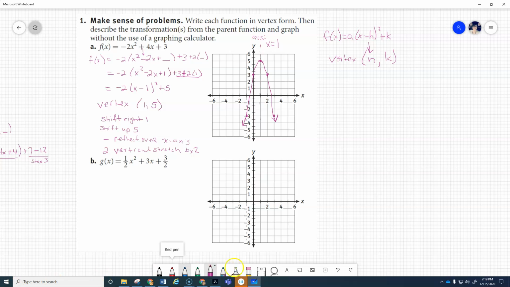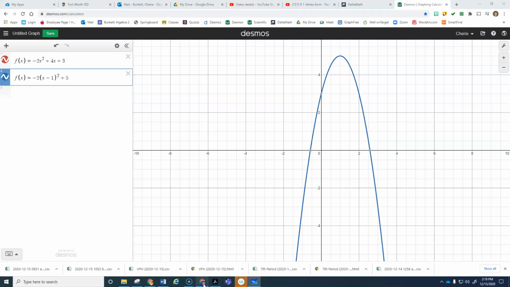Go over to Desmos. You type in your standard form equation, you type in the vertex form, and you see if they give you the same graph. Turn the blue one off, turn the red one off, turn the red one on, turn the blue one on, and you see that they are the exact same graph.